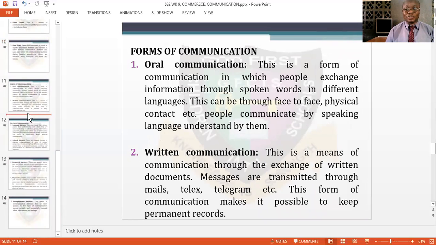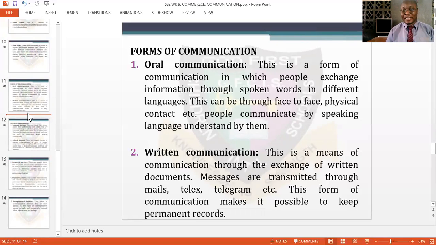Then let us look at the forms of communication. We have oral communication. What I'm doing now is oral communication. This is a form of communication in which people exchange information from spoken word in different languages. This can go through face to face, that is face to face discussion as well. Physical contact. People communicate by speaking a language understood by themselves. That is oral communication. You can see that if a Yoruba man communicates with a Yoruba man in the market, they will understand themselves. That is what is called oral communication.